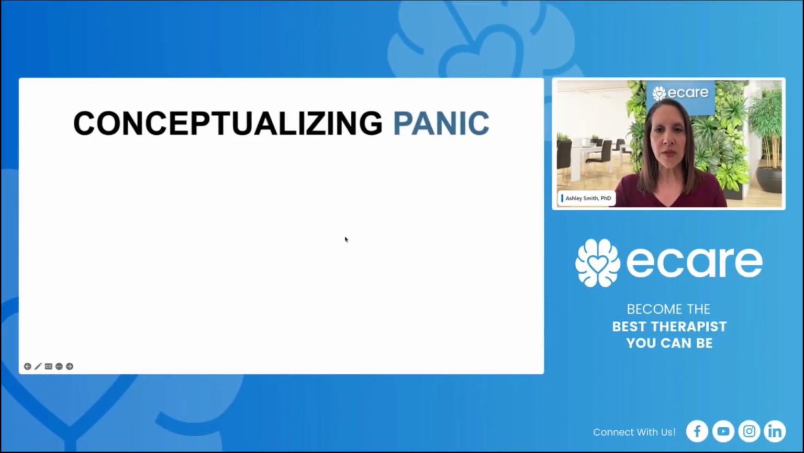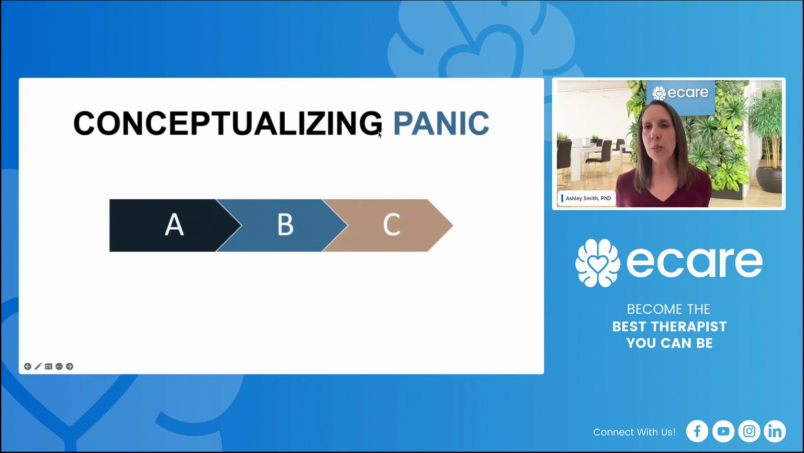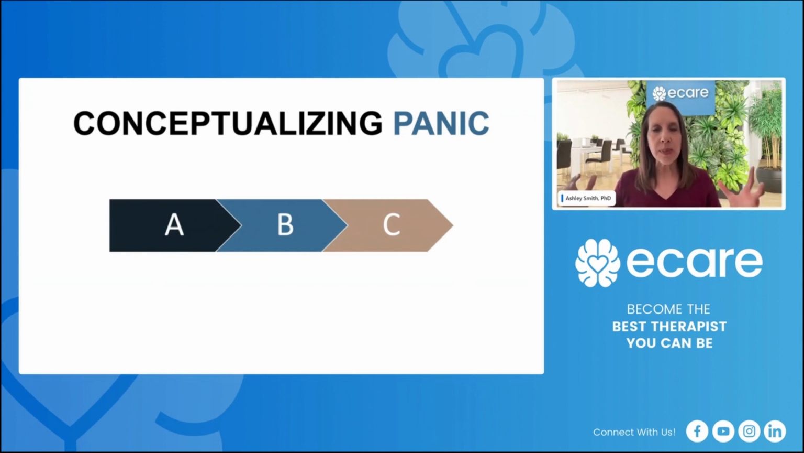So, regardless of if we're talking about panic being primary or secondary, a really good conceptualization of panic is important. And when it comes to conceptualizing panic, we're going to do a good case conceptualization just like we would with any presenting problem. Now, I'm a cognitive behavioral therapist and I'm really a behaviorist at heart. I want to look at cycles and processes. What's the chain of events that keeps this problem going and perpetuating that?